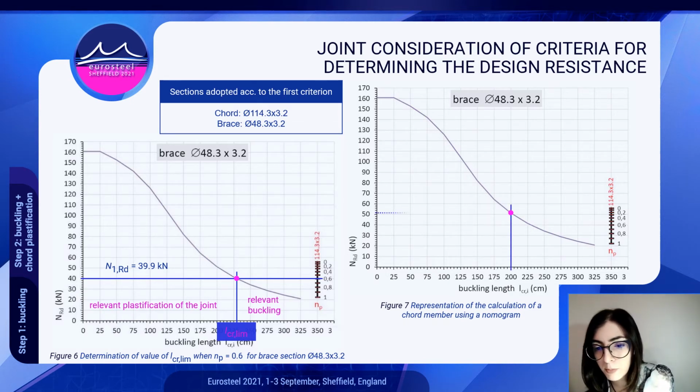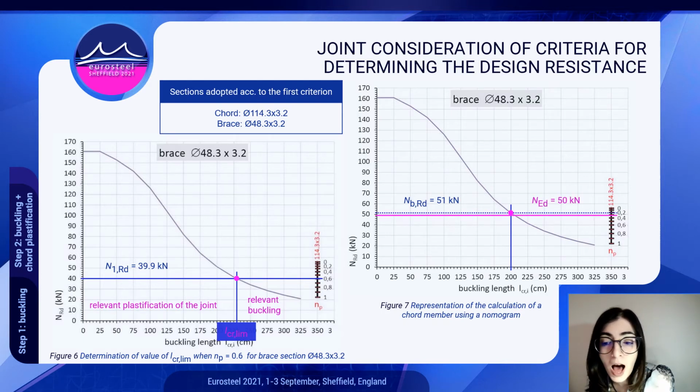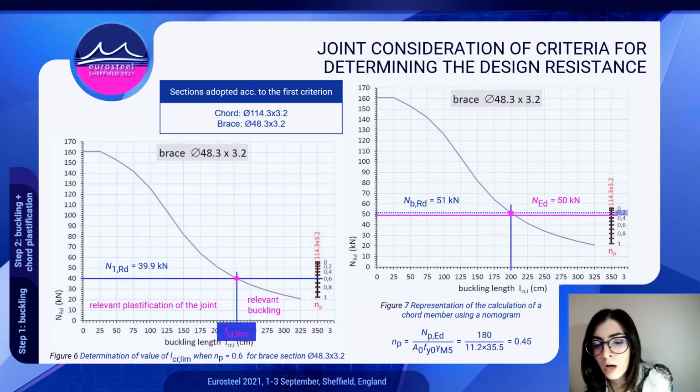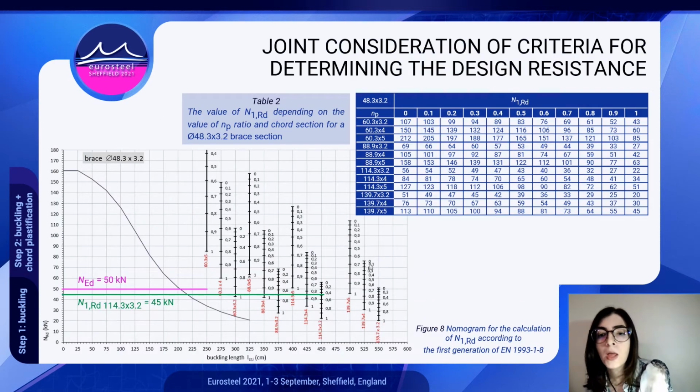Our brace has a buckling resistance of 51 kN, which is higher than the force in the brace, but in order for simultaneous failure to occur, we need to have the value of the np ratio to be 0.2. Unfortunately, this value is 0.45, which means this combination of sections doesn't satisfy the second criterion, and we need to find an appropriate combination of the sections.